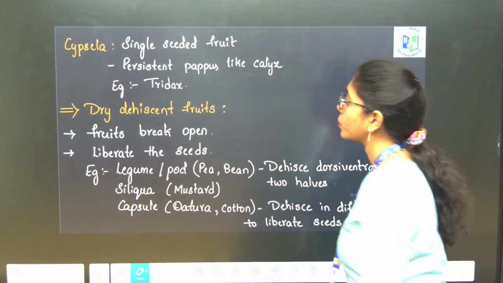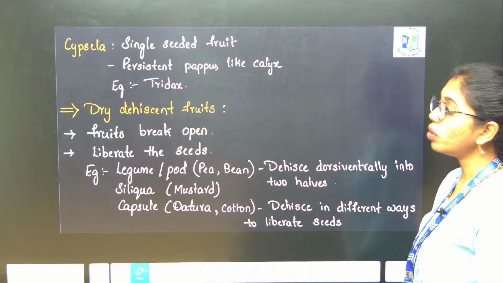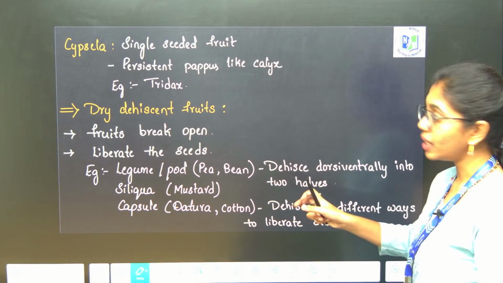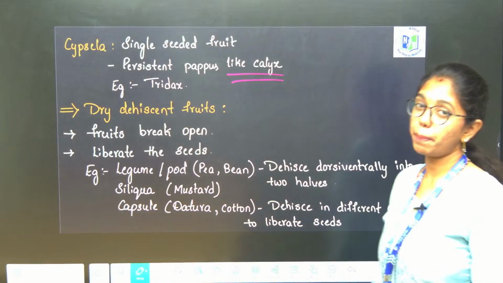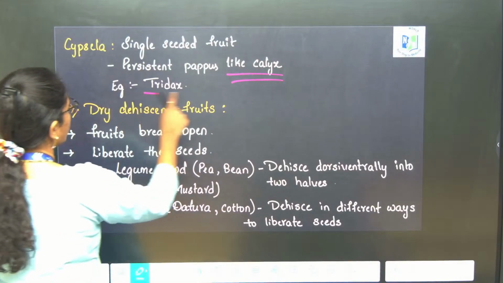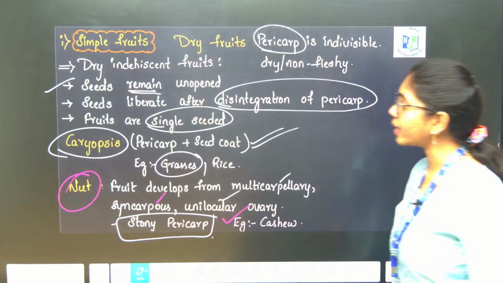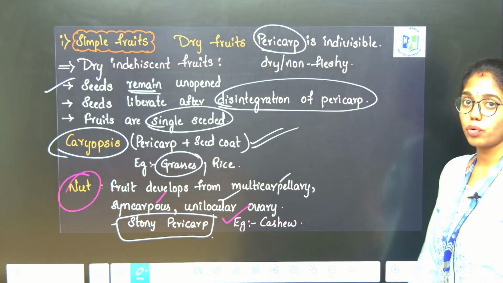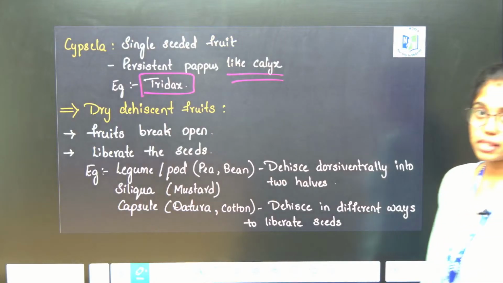Next, cypsela. Cypsela is the third type of dry indehiscent fruit, where it is a single seeded fruit and has persistent pappus like calyx. Pappus is papery calyx which is still persistent on the fruit. Examples include Tridax. So you have to be clear with three types of dry indehiscent fruits: first is caryopsis, second nut, third cypsela.